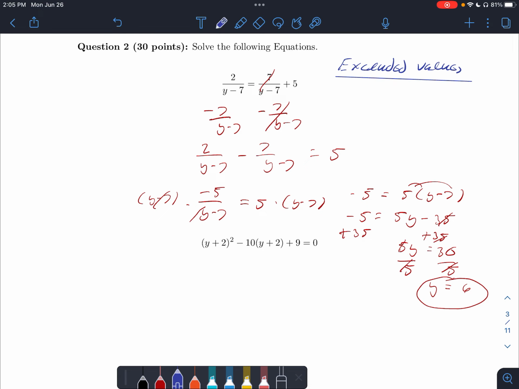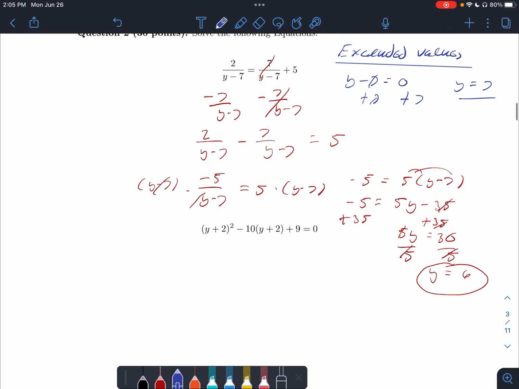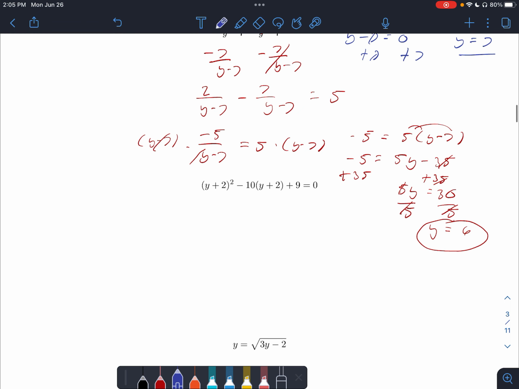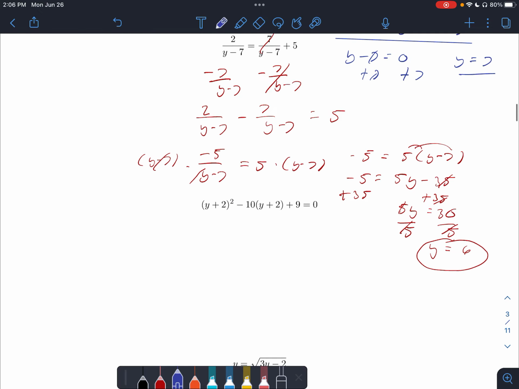Okay, so here we know that the denominator can't be 0, so let's set it equal to 0. Add 7 to both sides, and we get y is equal to 7. That's our only excluded value here. Okay, but our answer was y equals 6, so we're good. That is a valid solution. Okay, took a little space, but that's all right.